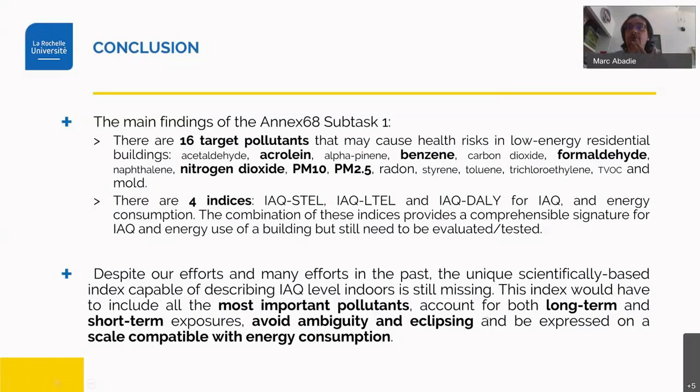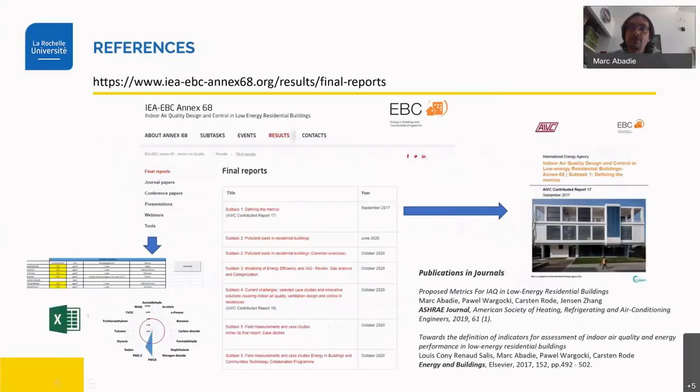It should account for long-term and short-term exposure, avoid ambiguity and eclipsing, and also, if it can be expressed on a scale compatible with energy consumption, it will be great to include that in the balance. So you will find a report and also a spreadsheet to calculate directly the different indices of Annex 68 on our webpage.